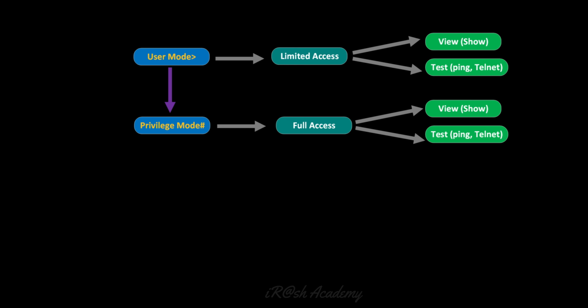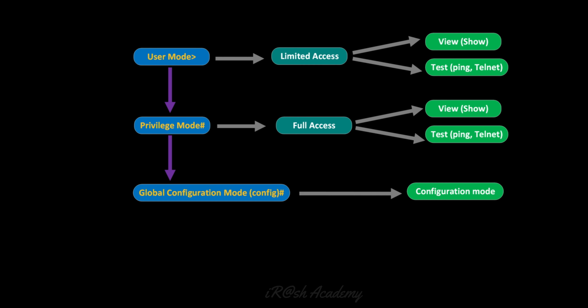And in the privilege mode, even though you get the full access, you cannot configure anything. It is not allowed in privilege mode. So to configure something, you need to go to the global configuration mode. The global configuration mode is a specially designed configuration mode that allows you to configure anything in this device. And from the global configuration, you need to decide what you are going to configure, and according to that, you need to go to the sub options.